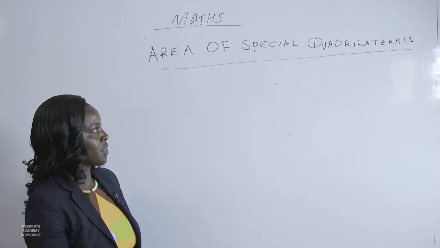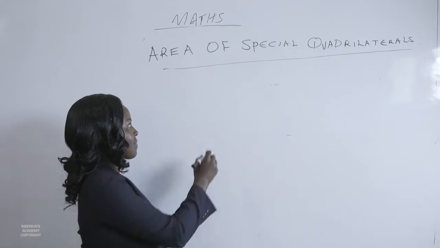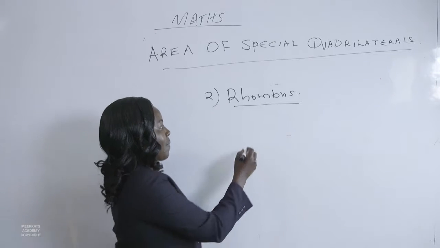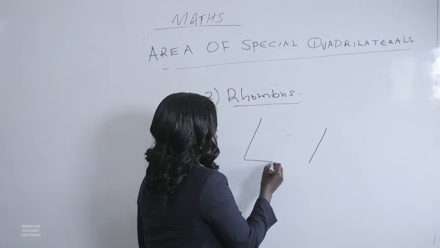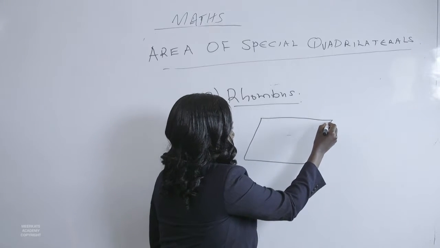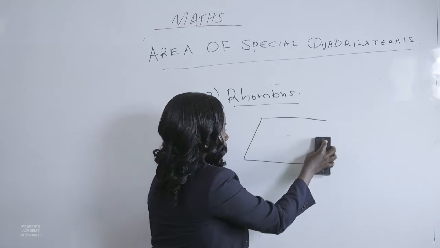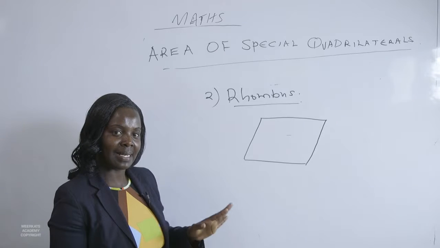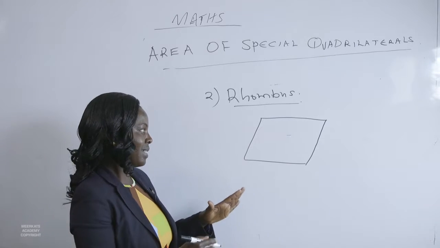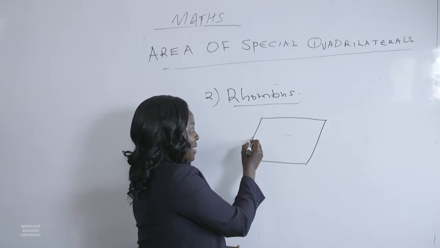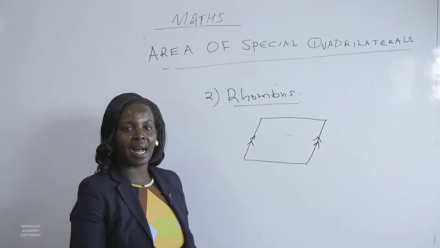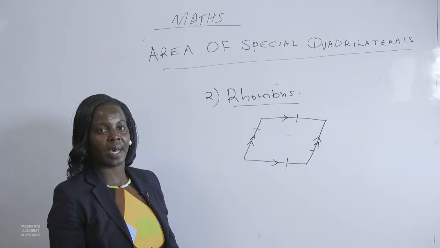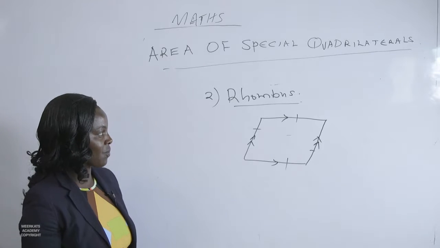The second special quadrilateral that we look at today is the rhombus. How does a rhombus look? A rhombus is also like a tilted square. If you tilt a square towards one side, but the opposite sides are still parallel, then you will have a rhombus. Because it's like a square, all sides are equal.